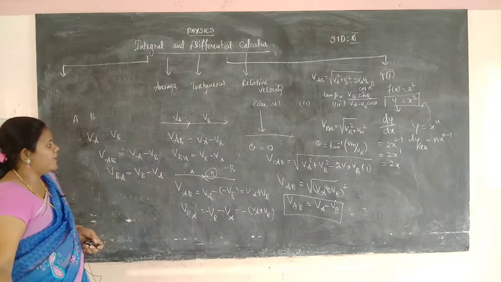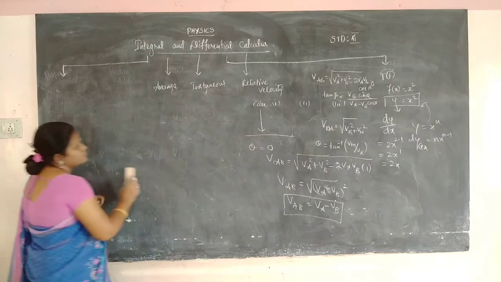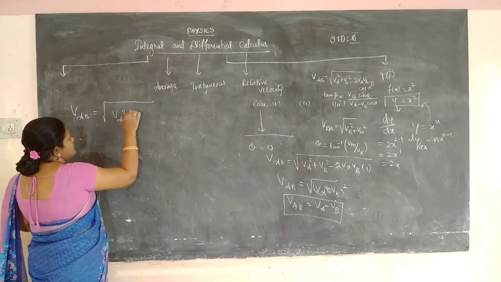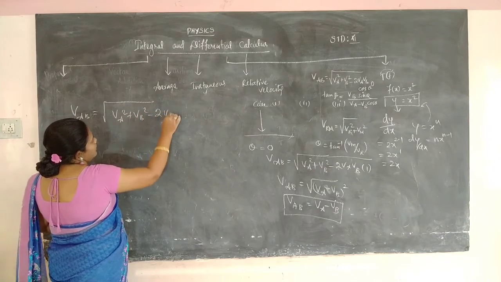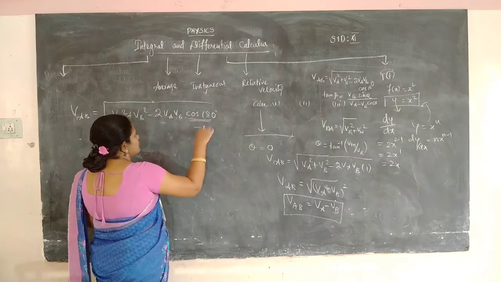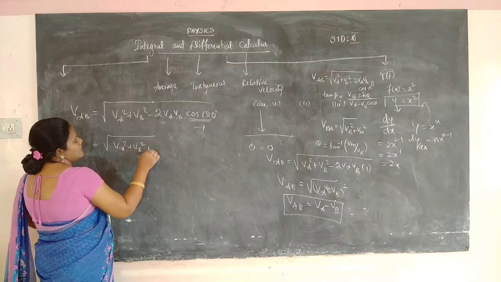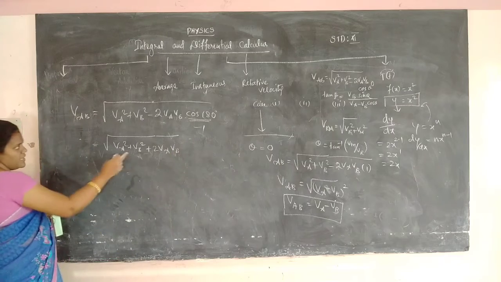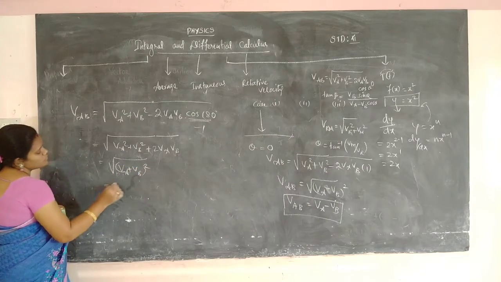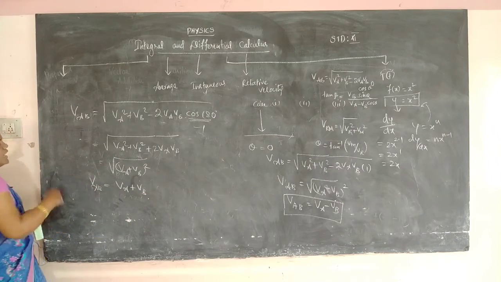Now theta will be taken as 180 degrees. You have to put the 180 in the VAB formula. VAB is equal to root of VA square plus VB square minus 2 into VA VB cos 180. The value of cos 180 is minus 1. Just substitute it: VA square plus VB square minus into minus, plus 2VA VB. Now the formula is A square plus B square plus 2AB. So root of VA plus VB the whole square. Taking the square root on both sides, VA plus VB. So this is the relative velocity at an angle of 180 degrees.